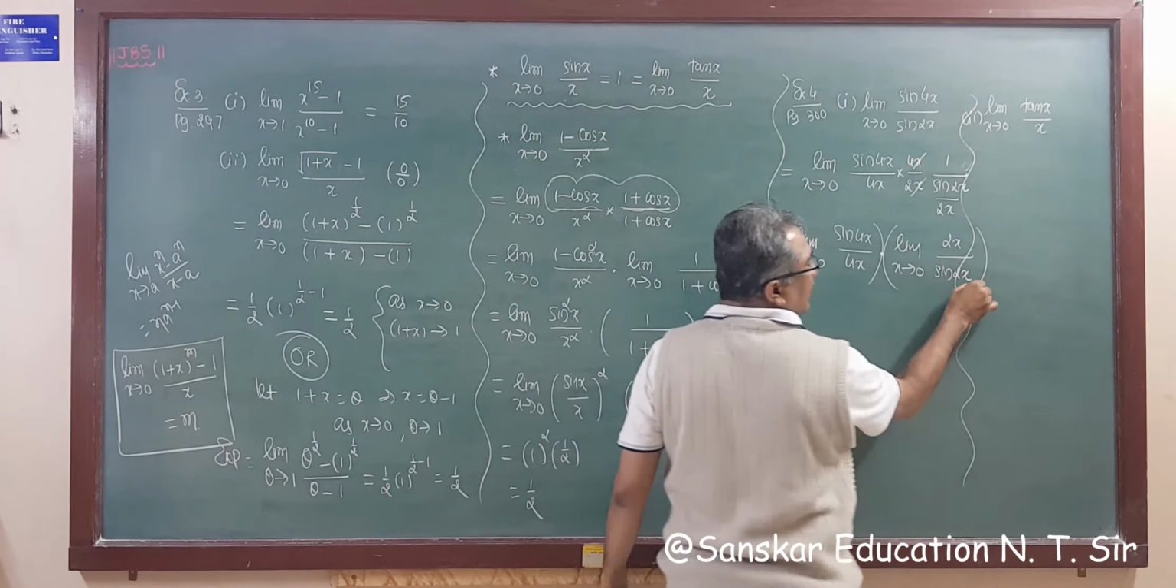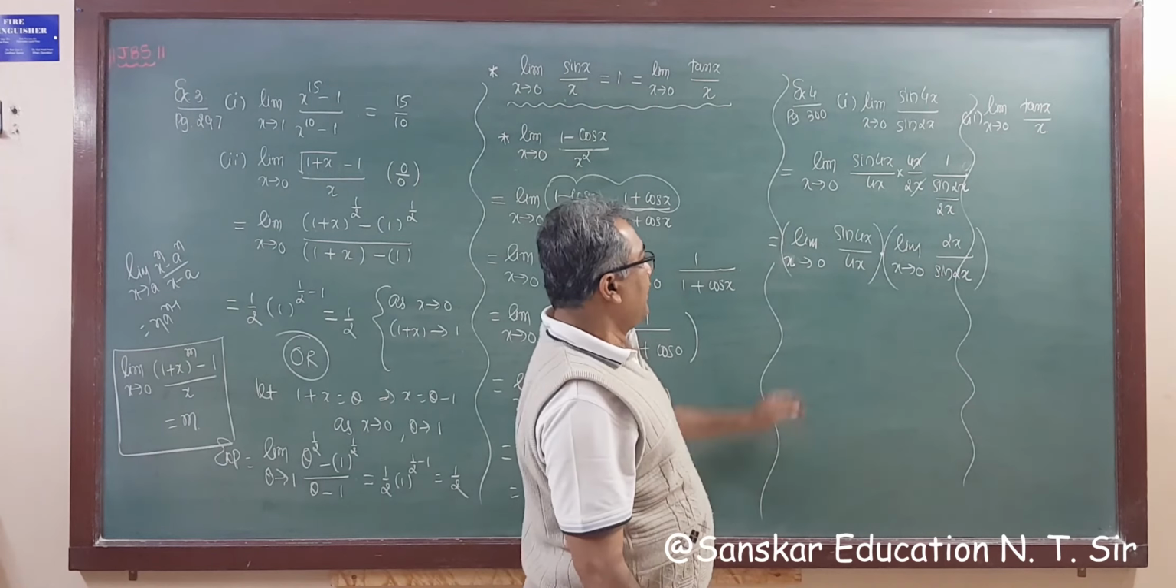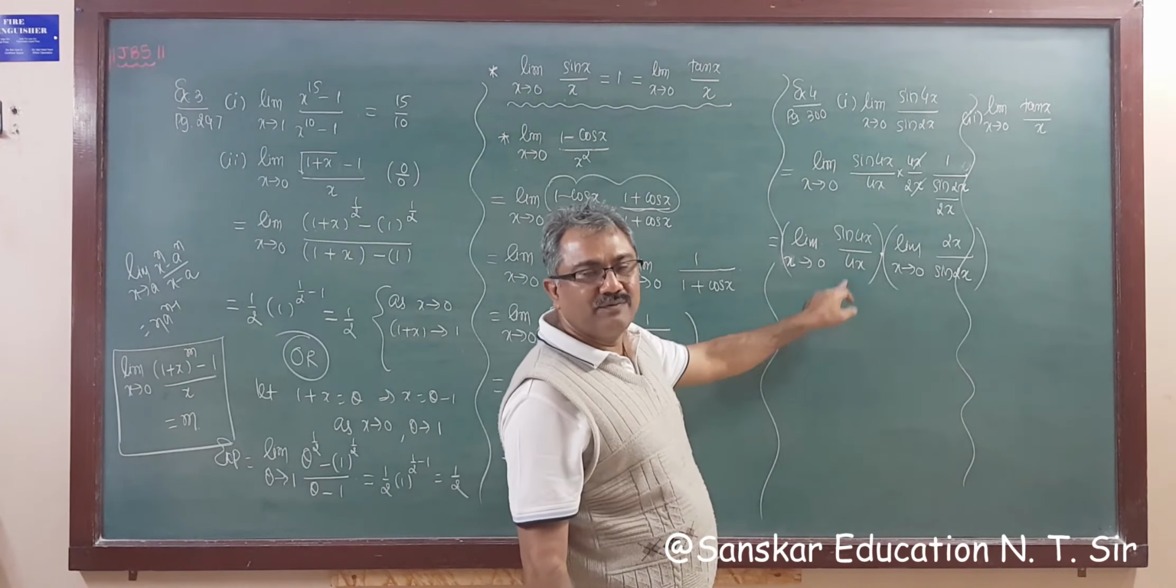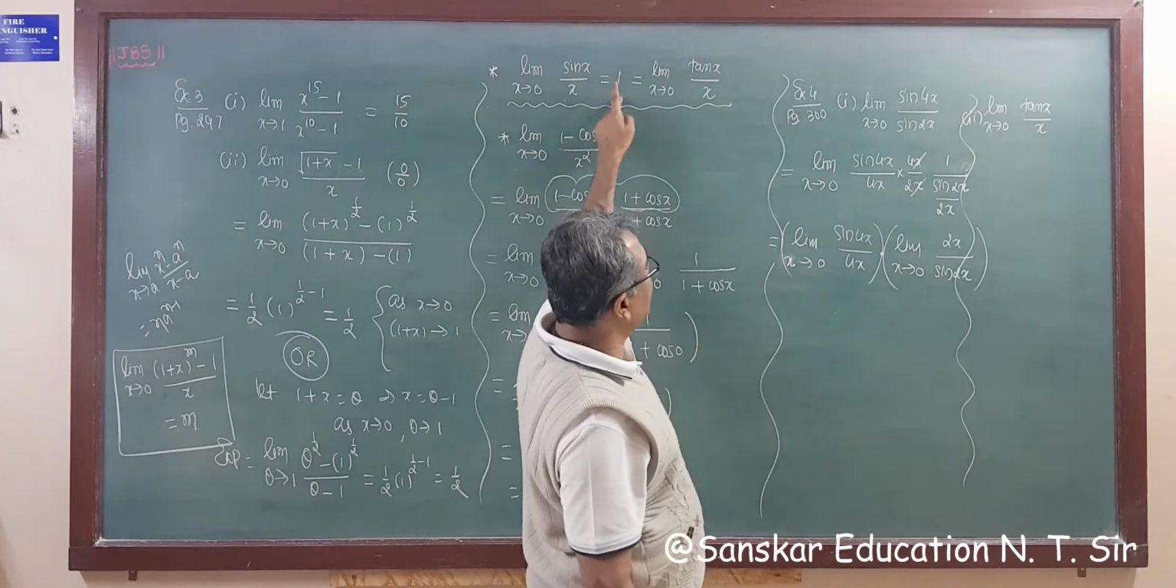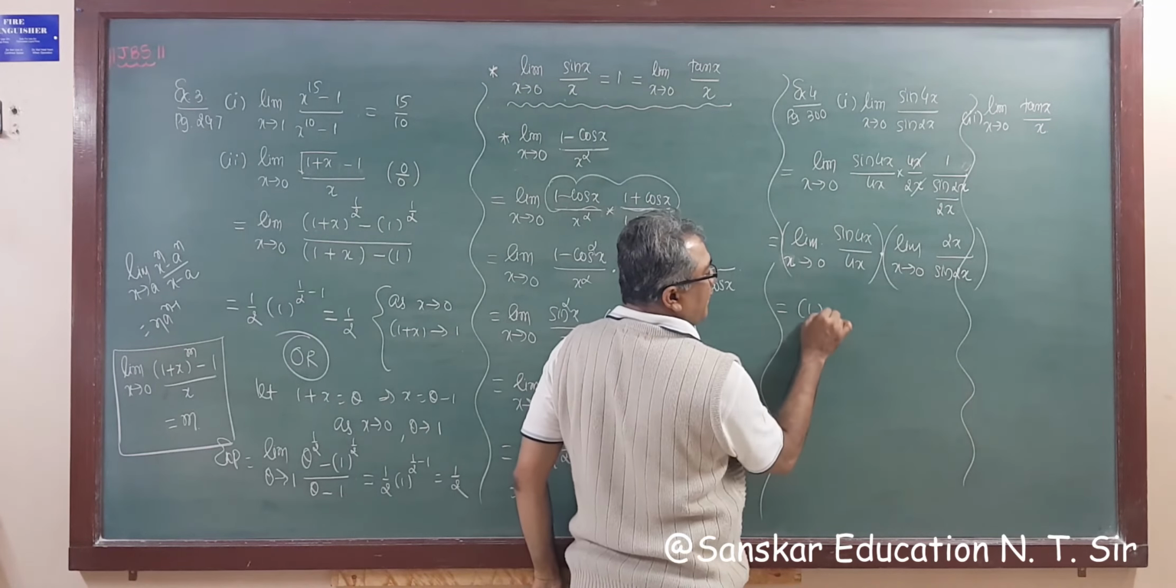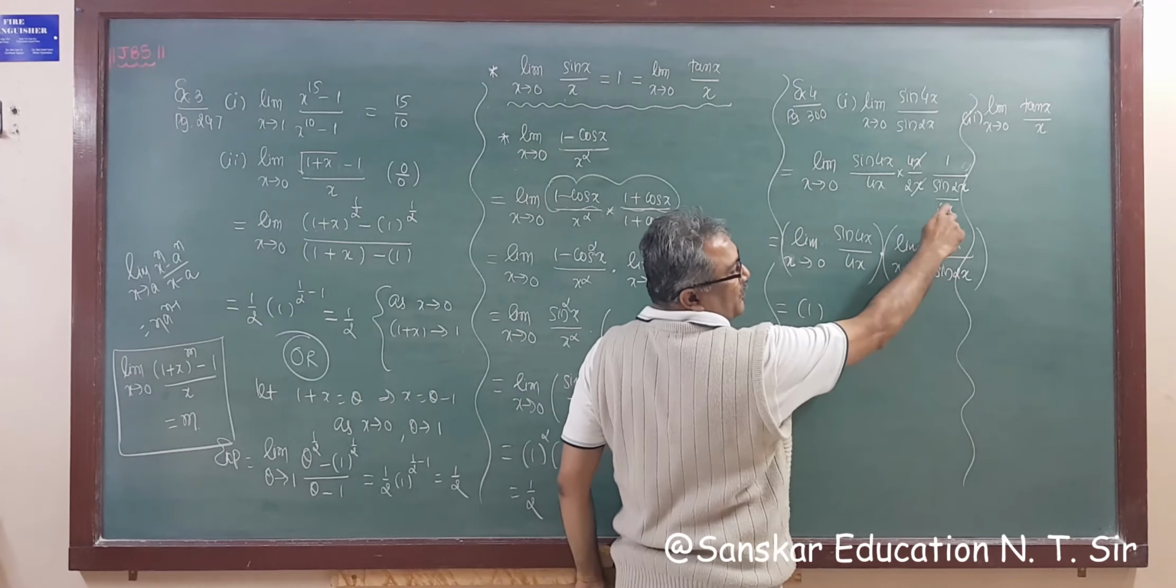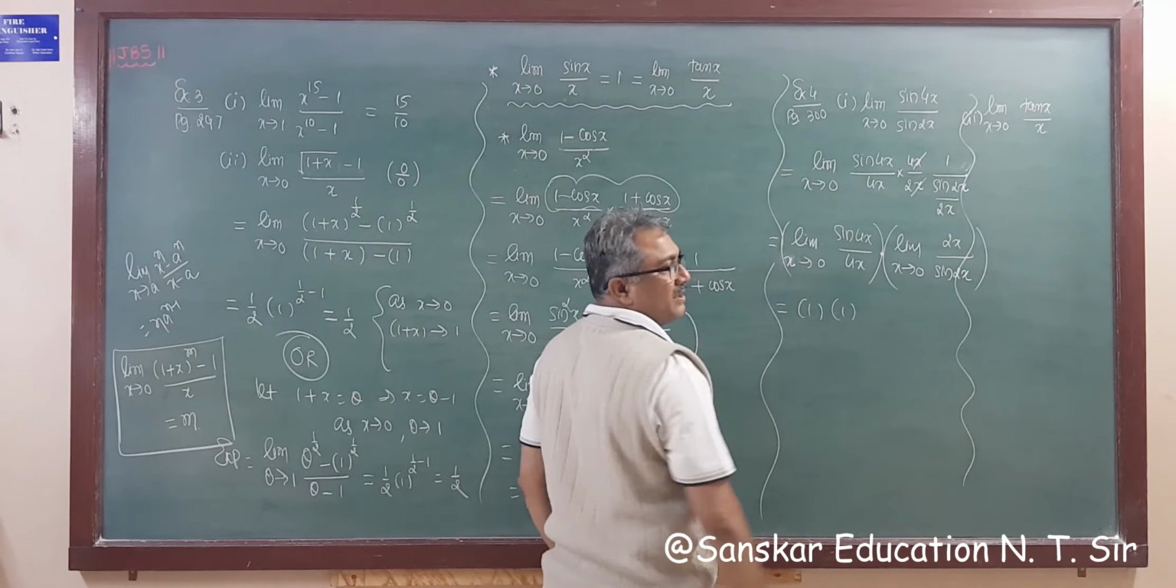This is another limit in multiplication. Now sin x upon x, 4x upon 4x, the answer is always 1. So the answer is 1. Here twice x upon twice x, that is also answer 1. Right?